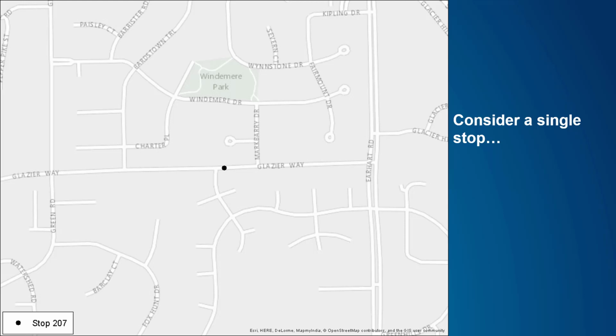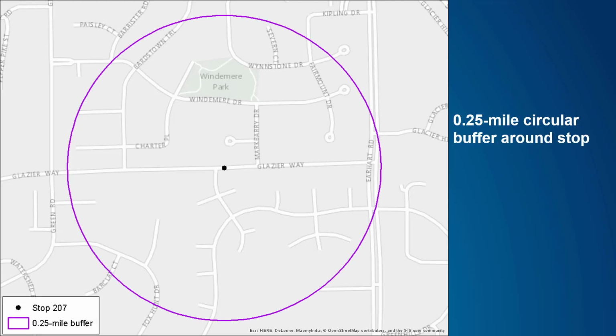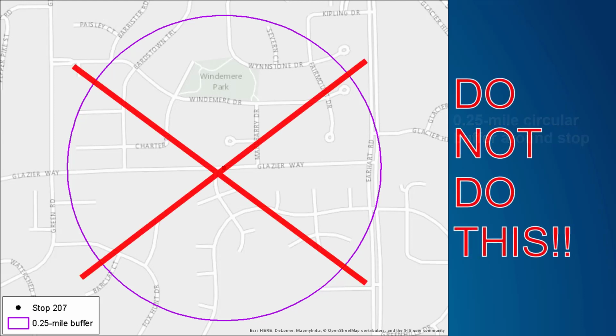Okay, hopefully I've convinced you that we need to look at the stops and not the lines. Let's take a look at an individual transit stop. The next thing you might be tempted to do is to create a quarter-mile circular buffer around the transit stops. Do not do this either. Although this is a little better than line buffers, it's still not great.